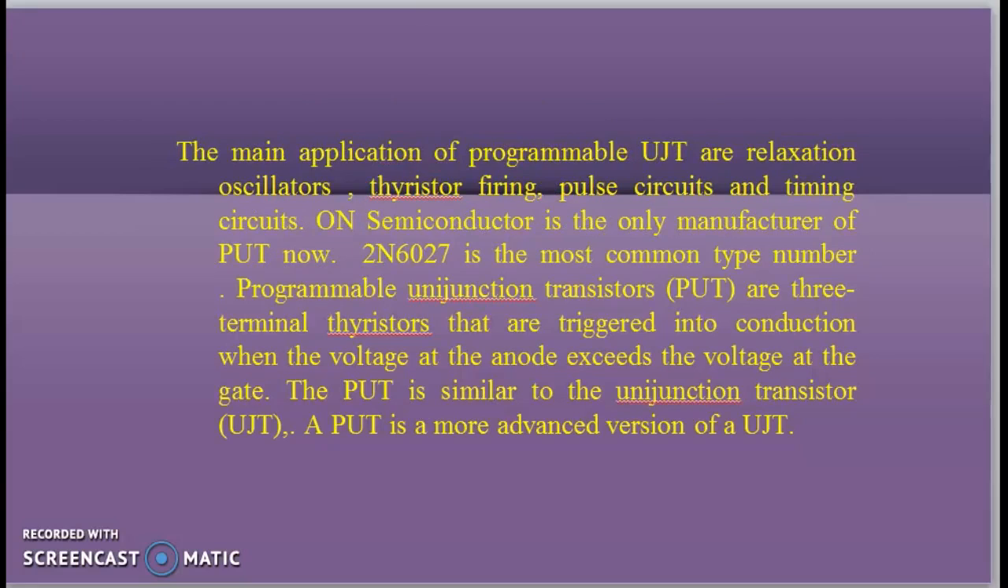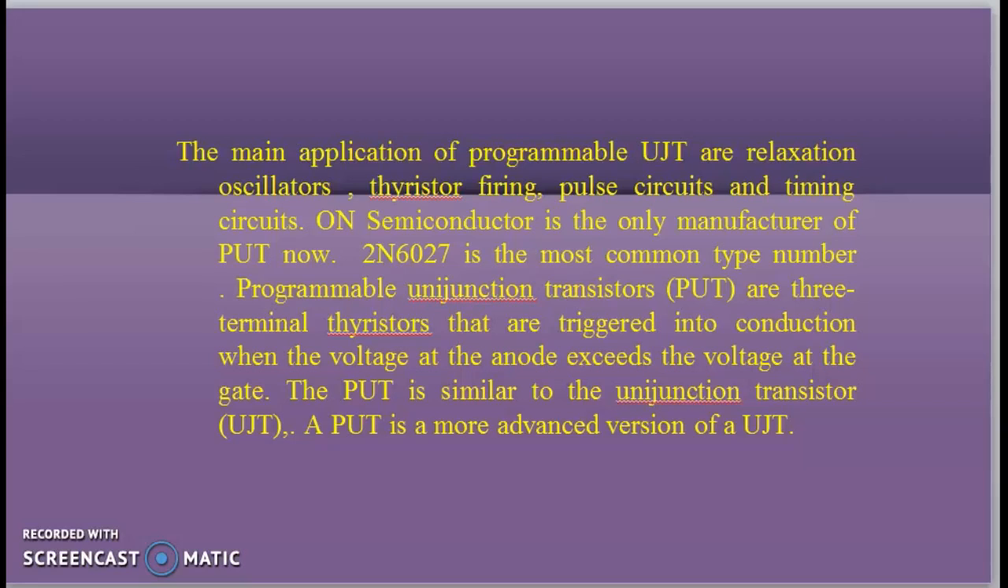It is also called programmable because the parameters like intrinsic standoff ratio, peak voltage, etc. can be programmed with the help of the 2 external resistors. In a UJT, the parameters like peak voltage and intrinsic standoff ratio are fixed and we cannot change them.